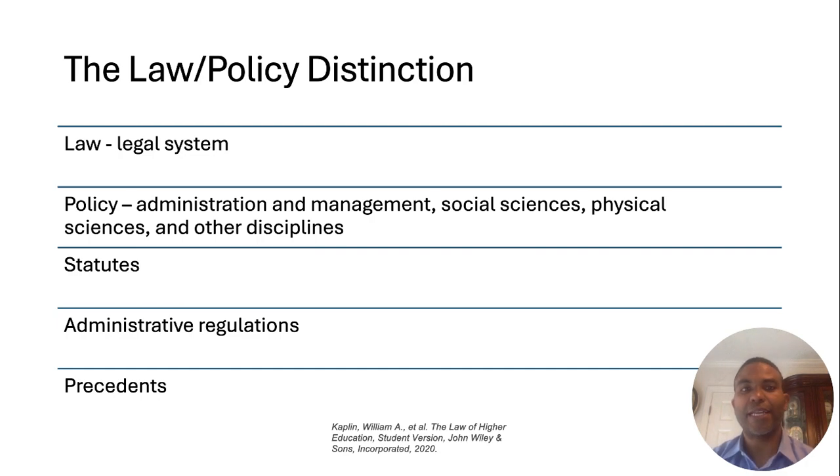All right, again, let's delve into the distinction between law and policy. So the authors of the textbook, they look at laws dealing with the legal system, so the legislatures and the court system. Policy deals with things like management and administration, social sciences, physical sciences, other disciplines. So there may be other things that come into designing the policy that have to be considered.